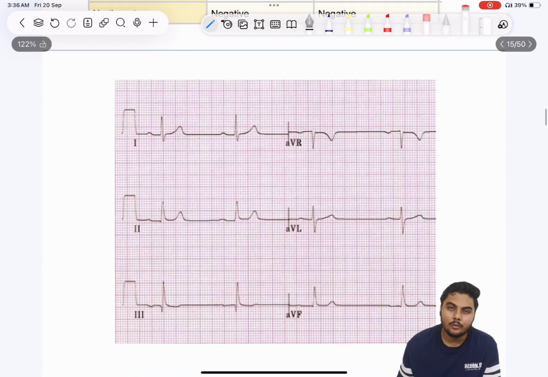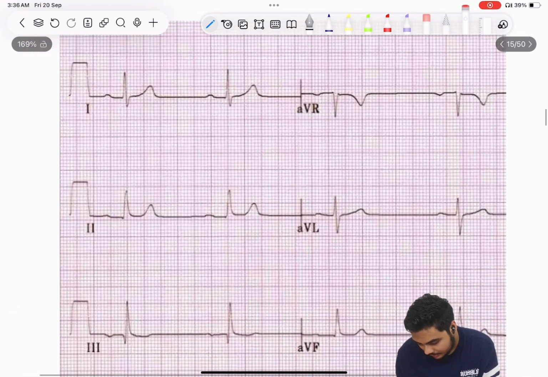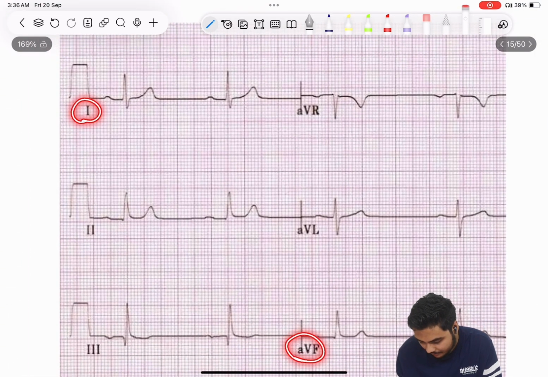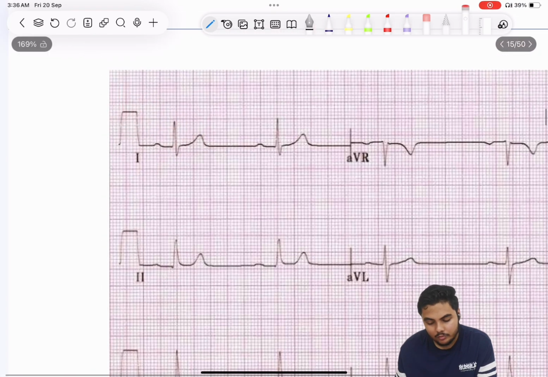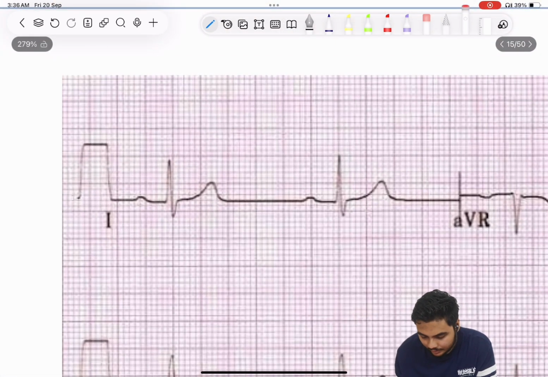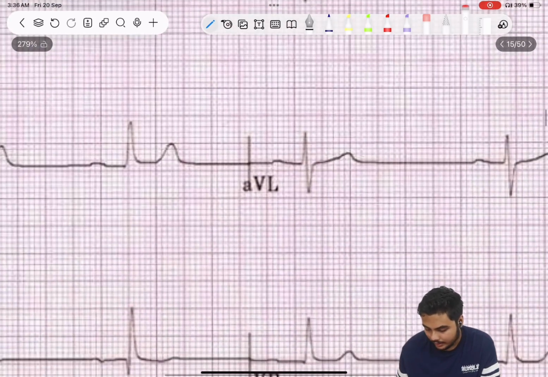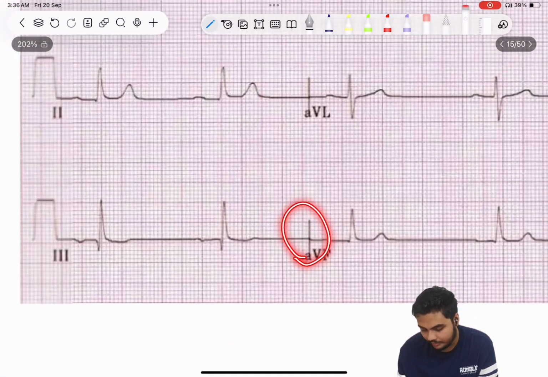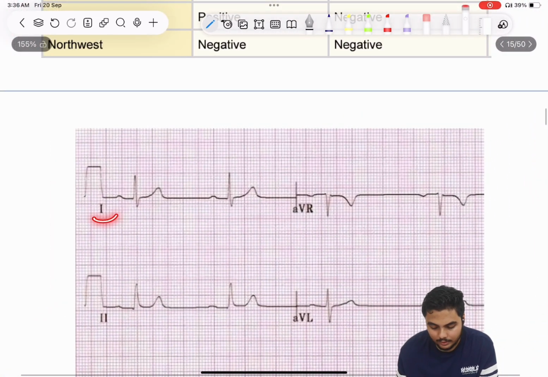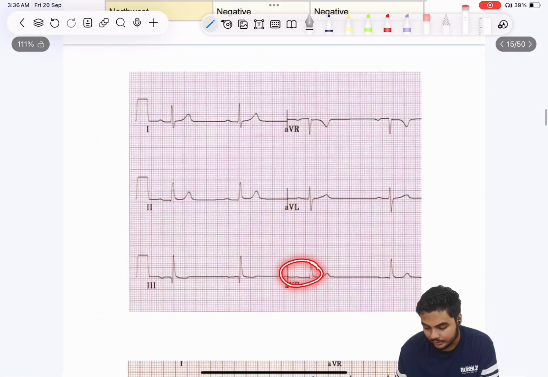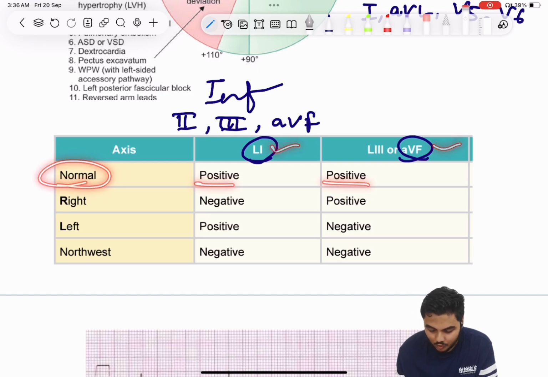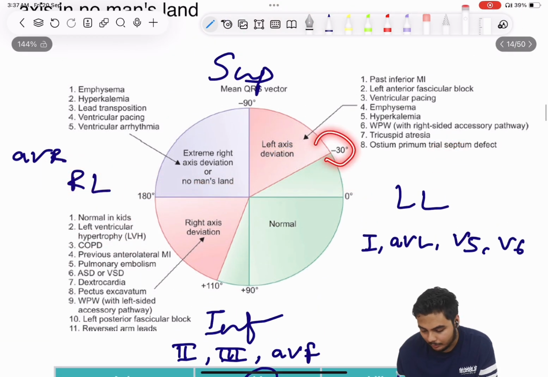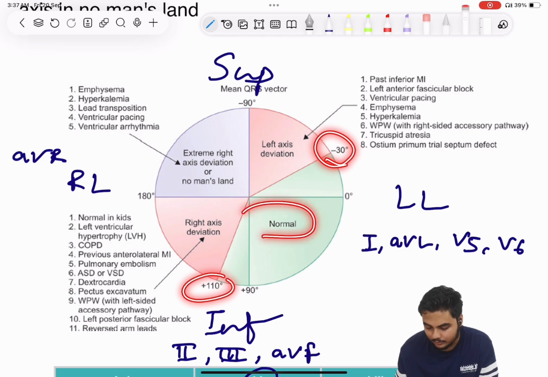For example, let's look at this ECG. You can see here, this is lead 1 and this is lead AVF, right? Now this is a P wave, this is the QRS complex and T wave, right? So we have to look at the QRS complex. In this, we can see there is a positive deflection in the QRS in lead 1, and in AVF also there is a positive deflection, right? If both lead 1 and AVF have positive deflection, then we have a normal axis. That means the axis is between -30 to +110, which is normal.